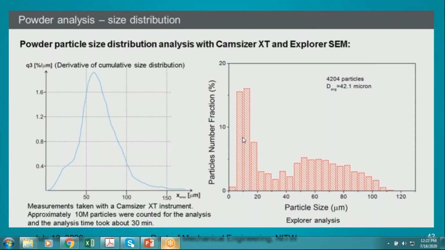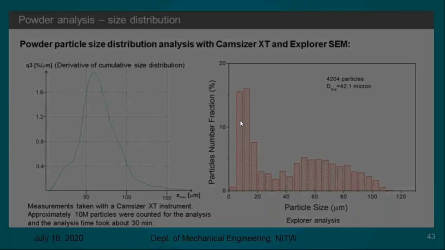See on the right-hand side in the histogram, we have analyzed around 4,200 particles. In that, the average particle size is 42 microns. Even though the sizes range from 0 to 120 microns, the average particle size of 42 microns consists of more of these powder particles.